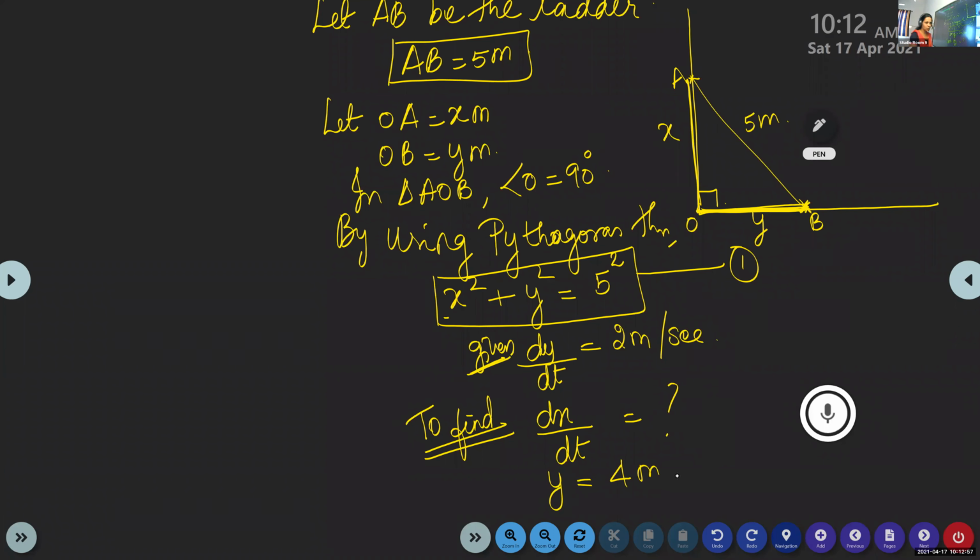Now, once again, read the next point from the question. The bottom of the ladder is pulled along the ground. Bottom of the ladder is pulled means y value is changing. So the change in y, we denote as dy by dt. The units are given as meter per second. So dy by dt is 2 meter per second. It is asked to find how fast the height on the wall is decreasing when the foot is 4 meter away from the wall. So we want to find dx by dt.